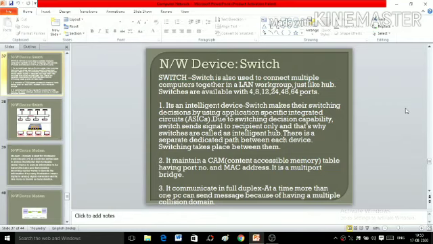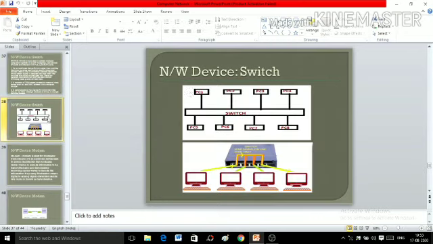And how are the switches able to do so? By using application specific integrated circuits, and switches also maintain a content addressable memory table, which is known as a CAM table, having port number and MAC address. See in this example, suppose PC1 wants to send the message to PC8, then the switch will forward the message from PC1 to only PC8, and PC2, 3, 4, 5, 6 will not be able to receive the message.